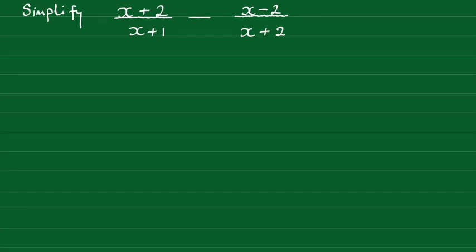So, I have this question from JAMB 1988, question 12, where we are asked to simplify (x + 2)/(x + 1) minus (x - 2)/(x + 2). Quickly, we dive into this by writing solution.